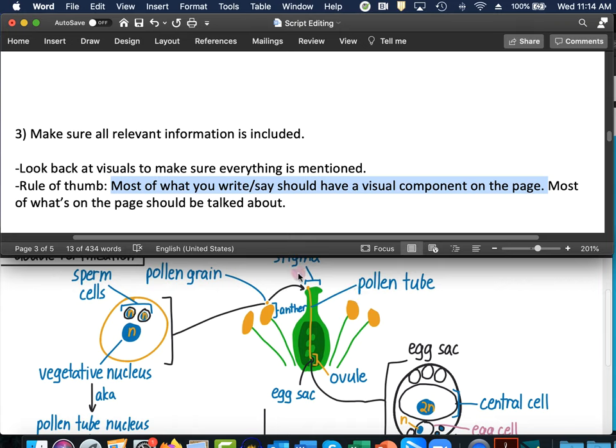Something that your students hear and see, they're more likely to remember than something that they just hear or something that they just see. And conversely, most of what's on the page should be talked about. So at the end of your script, look at your page and see if you missed talking about any of the things on your page.